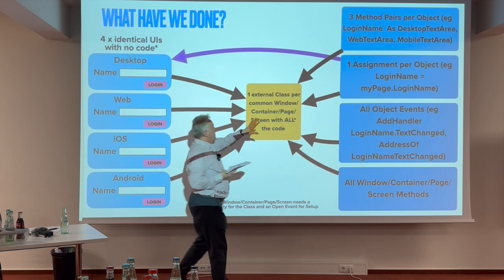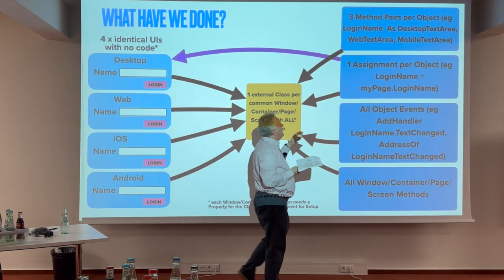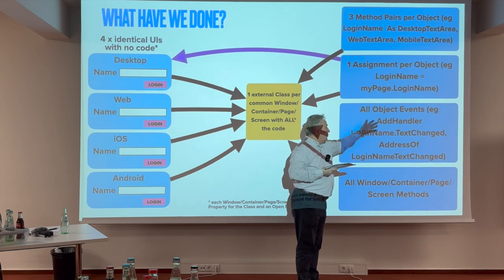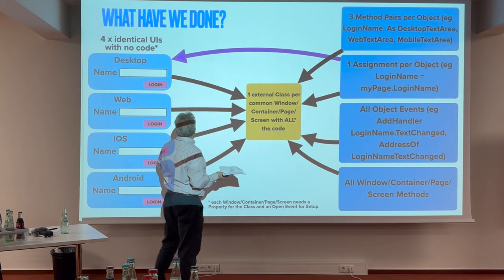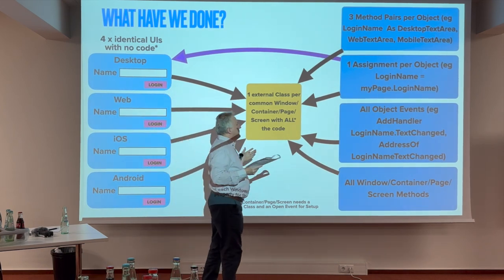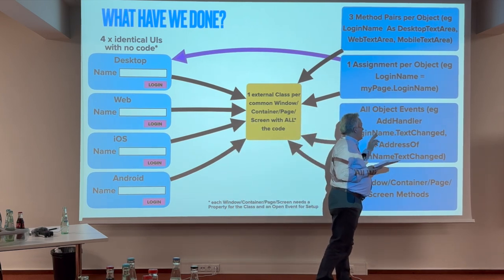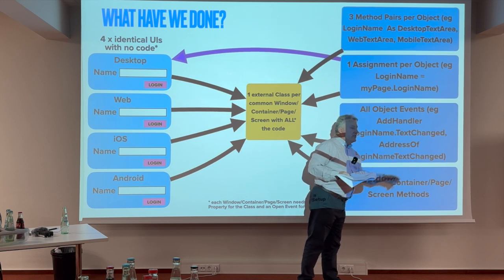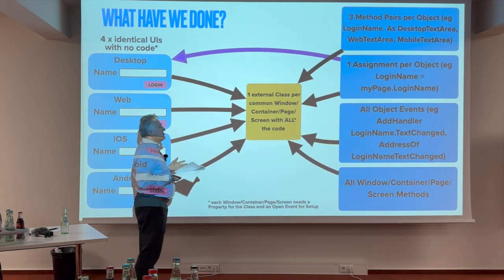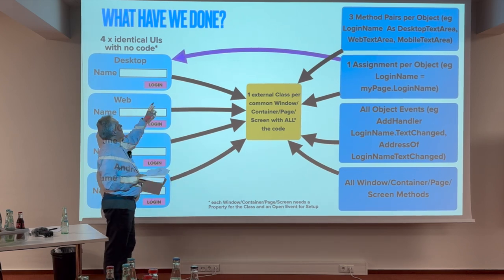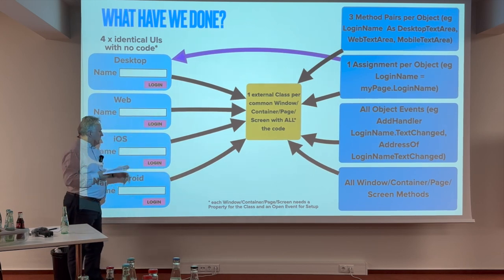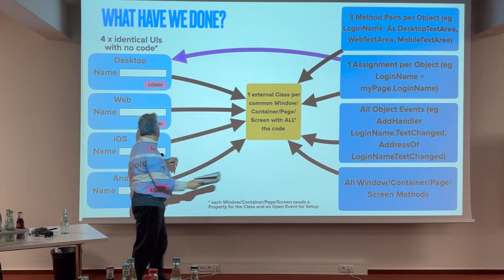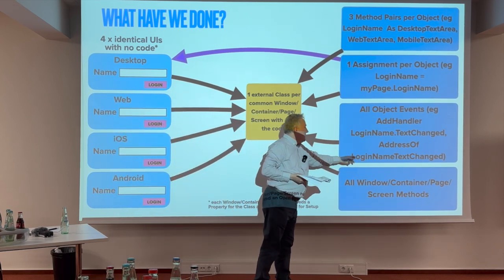Once we've got our defined objects on there and they're all working, we want to put all of our events in, and we use add handler for that. In the example I'm doing, for our text area, our login name, we want to add a handler where whenever the text is changed, it runs a method within the class called, say, login name text changed. That event name is exactly the same whether on desktop, web, iOS or Android. It's just one line in our class, one add handler. As soon as anybody changes any text, it runs that particular method.